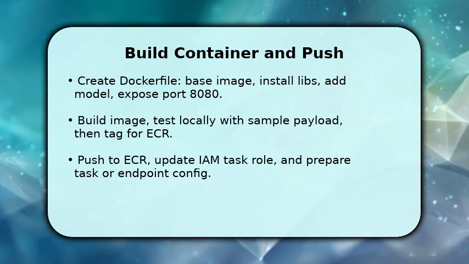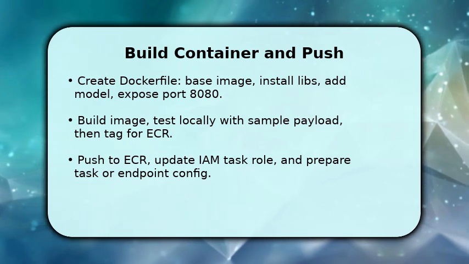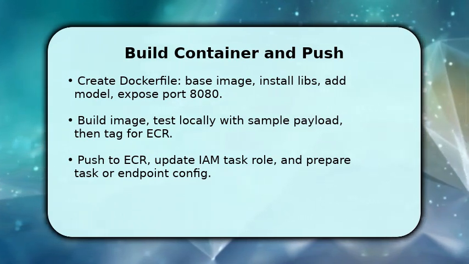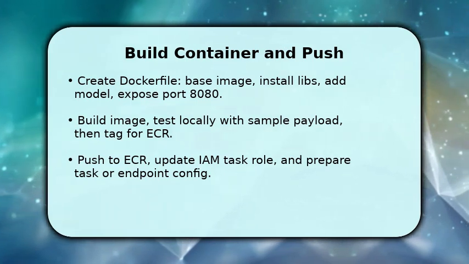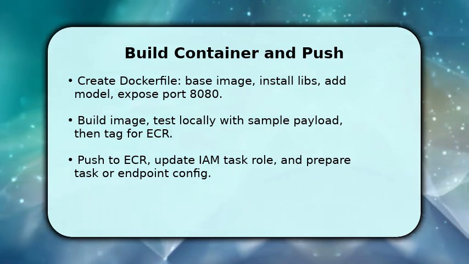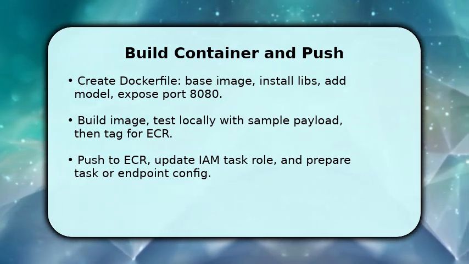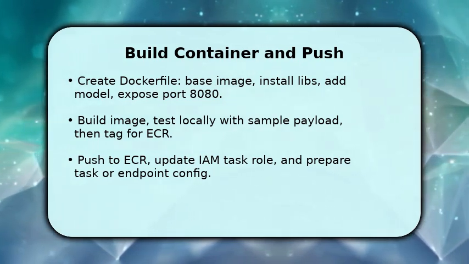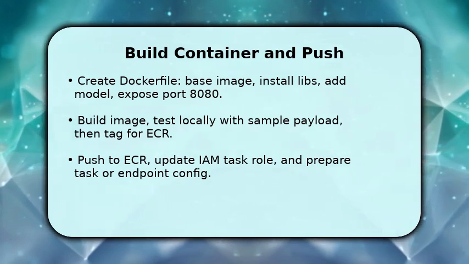Once tests pass, tag and push the image to Amazon ECR. Make sure the execution role has ECR pull and logging permissions. Finally, create or update your deployment manifest, ECS task definition, or SageMaker model config, so AWS can launch the container with the proper resources. Deploy the service and run end-to-end validation.